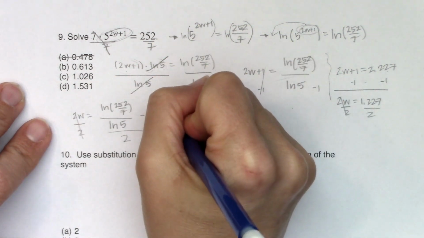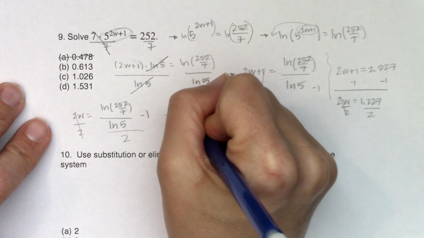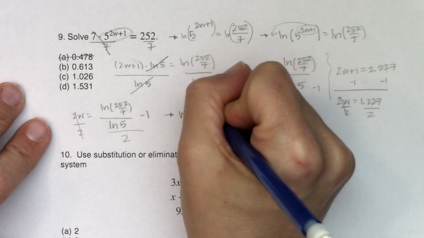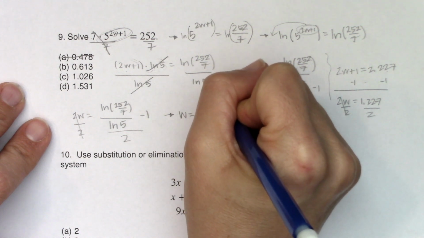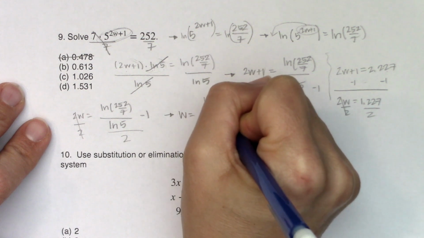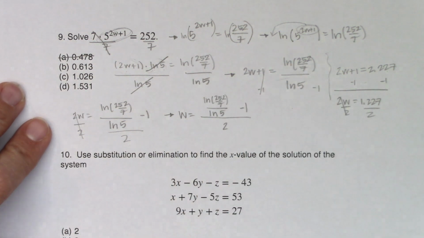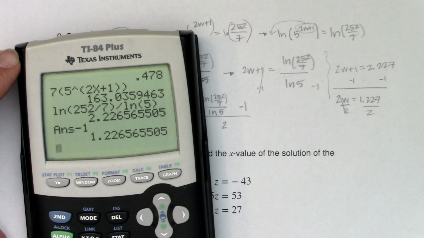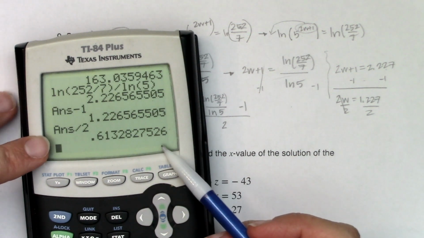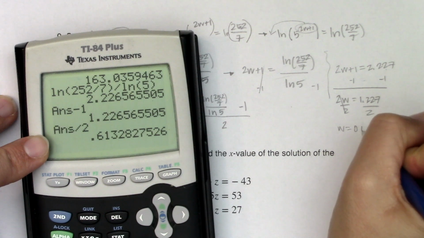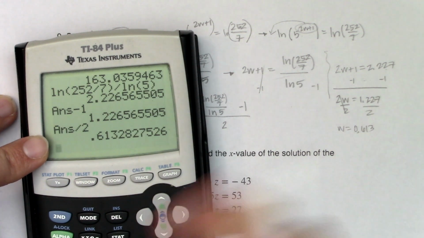So my end game exact answer is w would be equal to, hold on, let me do this. I got a 2 in the denominator. This is going to be ln 252 over 7 divided by ln 5 minus 1, and then all of that divided by 2. And so let me do it the quicker way, right? If I subtracted 1 from here and divided by 2, you'd be like, hey, my answer is 0.613. You're going to tell me w is 0.613. And then you're going to get to answer B.